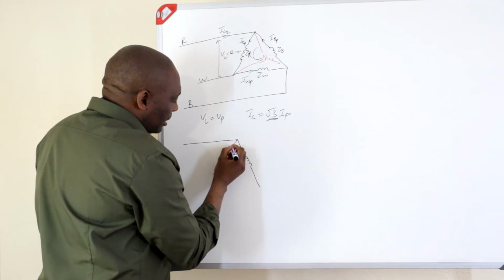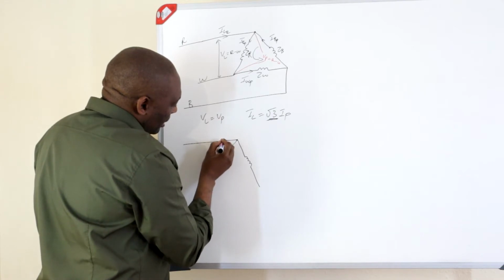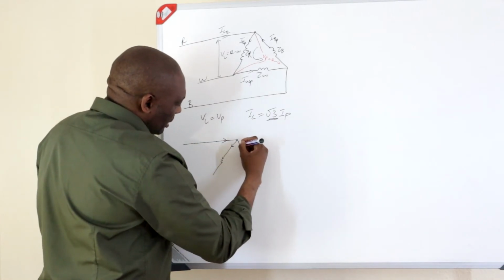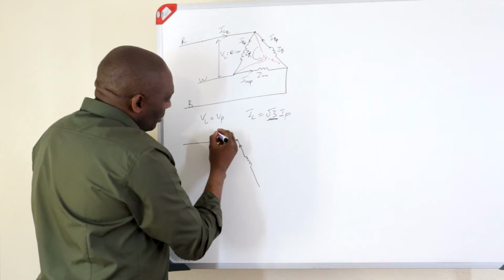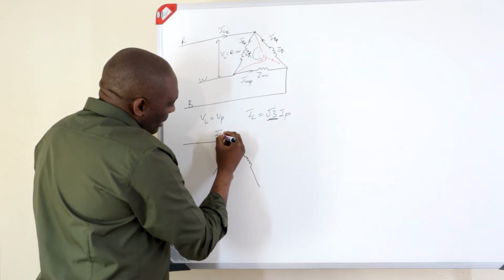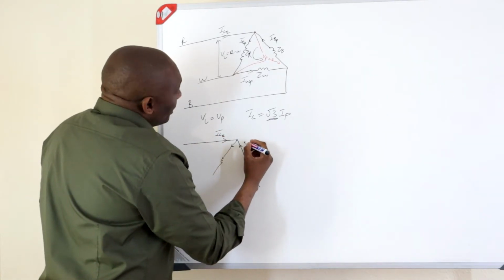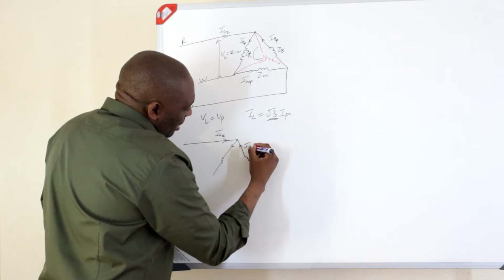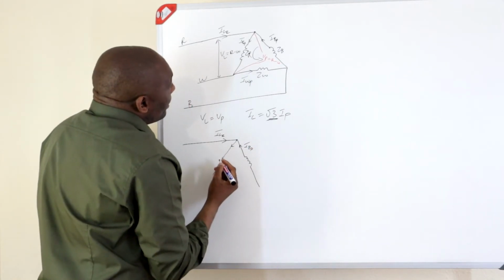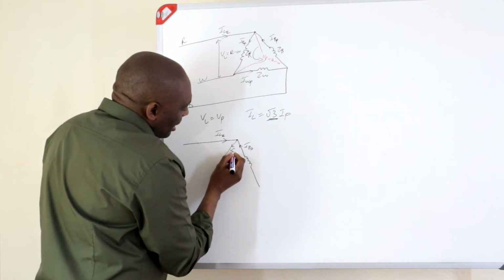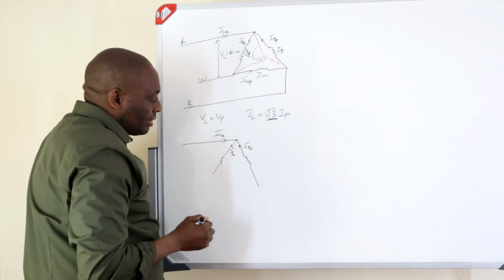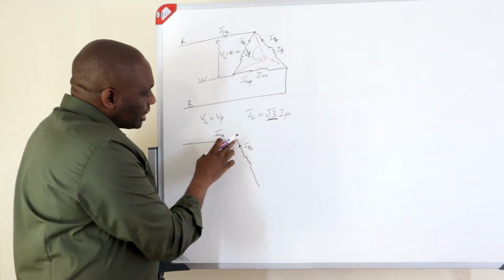So there's a current that is going out here, a current that is coming in, and a current that is coming in. Therefore here we have our ILR, and then here we have our IBP, and then here we have our I red phase. So this is a node.